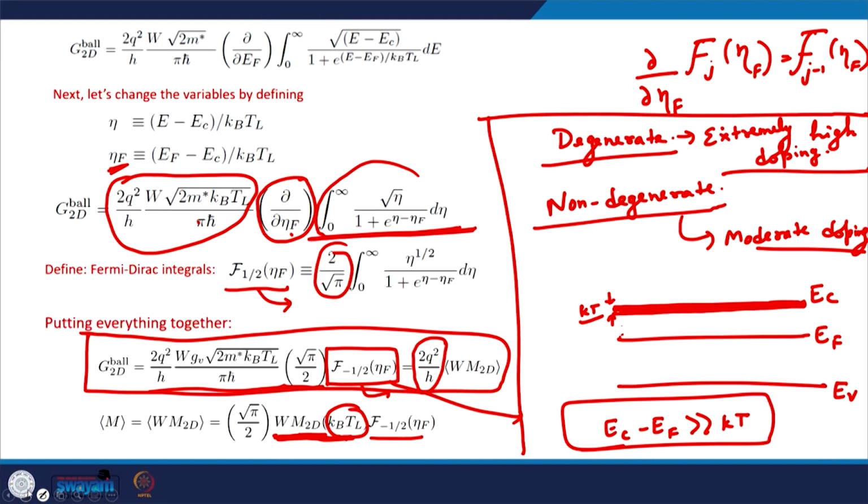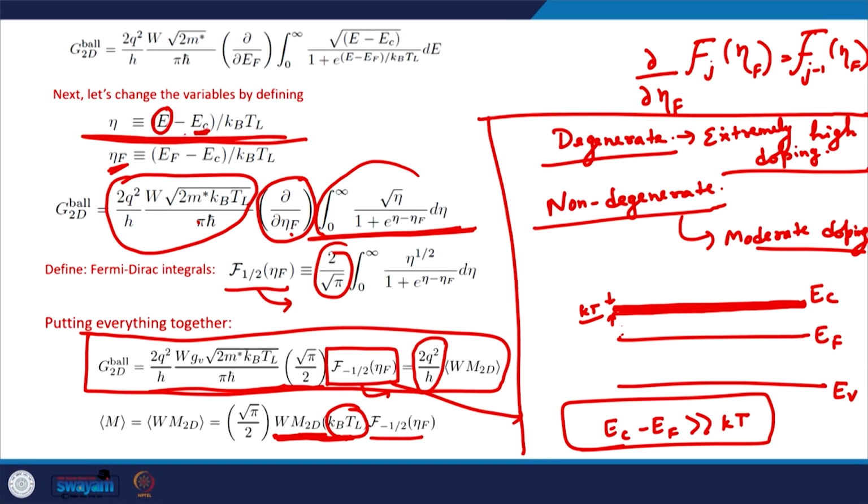So, in this case, in non-degenerate semiconductor cases, even eta is quite close to 1, because now the energy values of electrons are quite close to EC. It is only within 1 or 2 kT values of EC. So, this value is also around 1 to 2, mostly around 1.